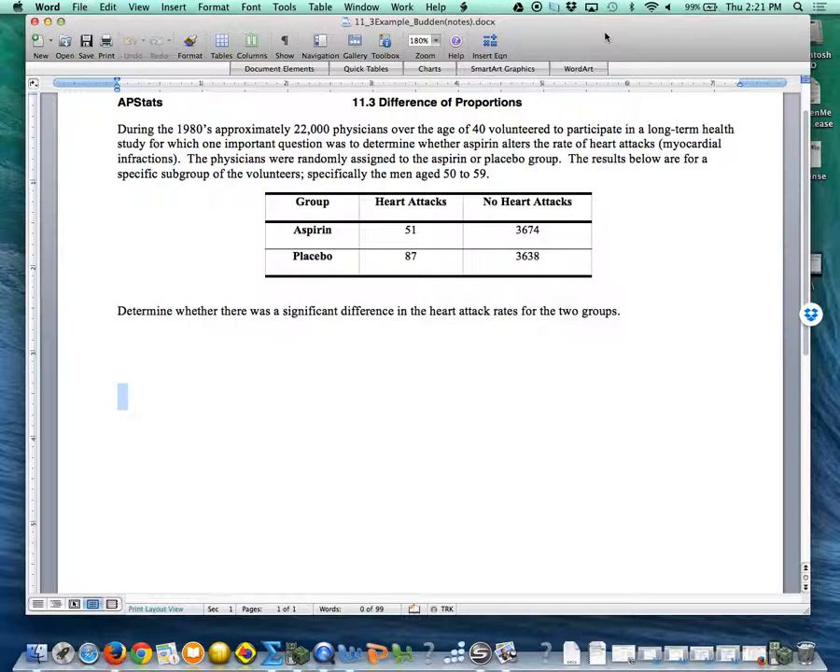First of all, is it asking us for a hypothesis test or a confidence interval? Hypothesis test, because it's asking, is there evidence of something? Second of all, how do you know that it's proportion and not mean? Heart attack rates. Rates. The word rates implies proportion.